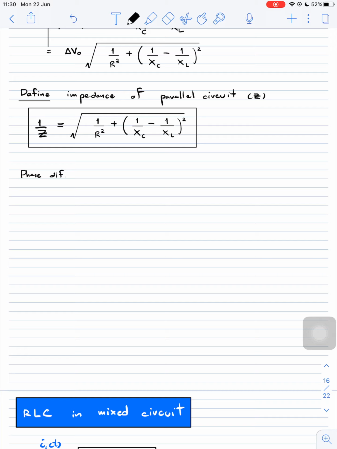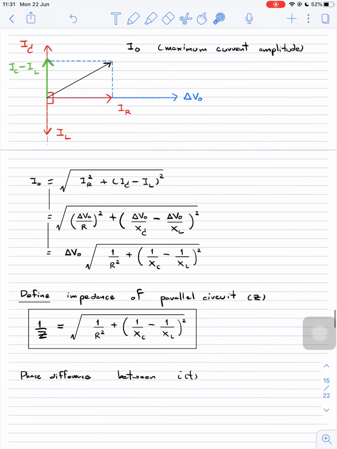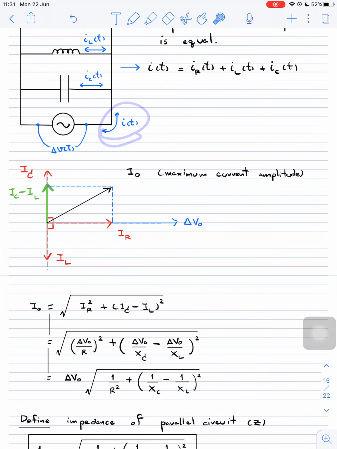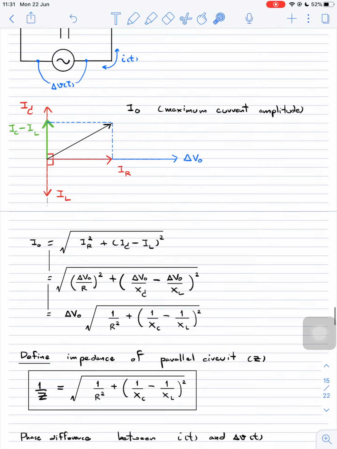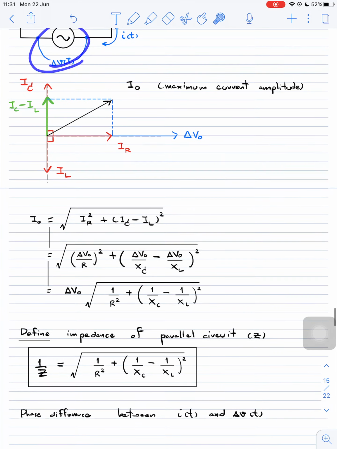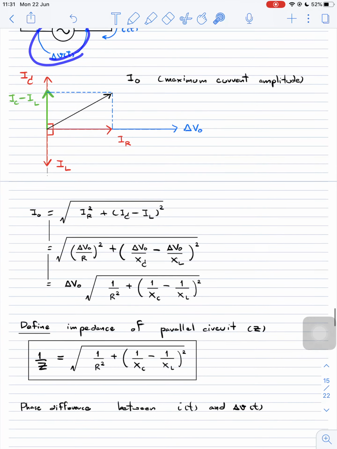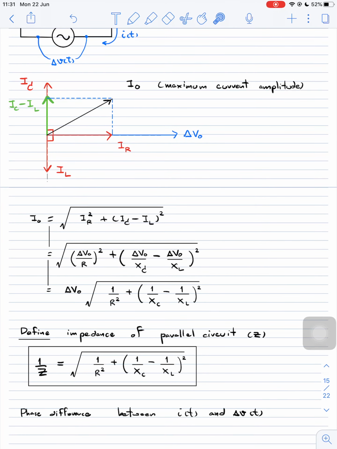The phase difference between the IT, which is the current through the source, and delta VT, which is the potential difference across the source here. So how can we find this? Then again, let's look at this phasor diagram. We have the I naught in this direction, and we have delta V naught in this direction. So this angle is going to be equal to the phi.